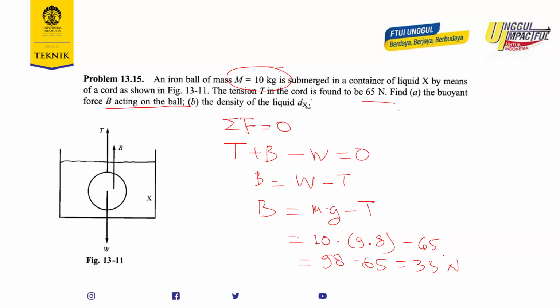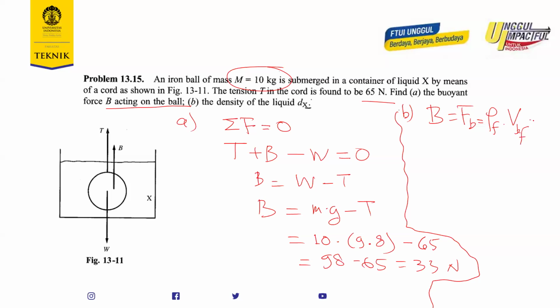And then the density of the liquid, dx. This one is the answer for part A, and then problem B. We know that the buoyant force FB equals rho of fluid times the volume of the body inside the fluid, times gravity, right? So this is the buoyant force. The density of fluid is dx, and the volume.